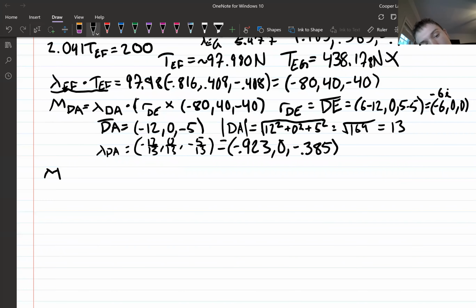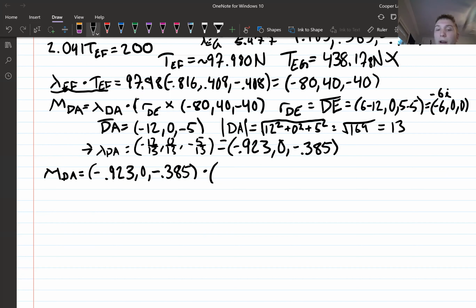M sub dA equals my lambda dA value, which I just calculated here. So that's going to be negative 0.923, comma 0, comma negative 0.385, dot product of my cross product here, of negative 6 comma 0 comma 0. While I'm aware you can write that as negative 6i, I write it this way because it's just easier for me to do cross products and dot products.